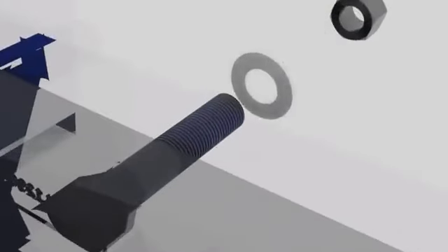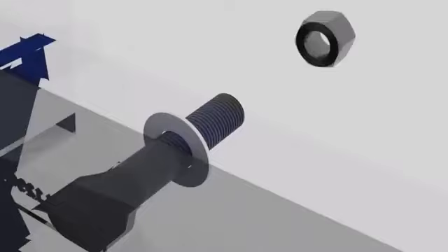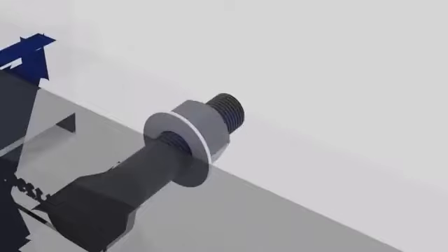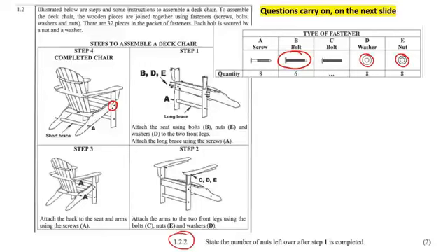And then you always put a washer on first. And then you put the nut. Okay, and then you tighten up the nut like that. Okay, so it's bolt, washer, nut.